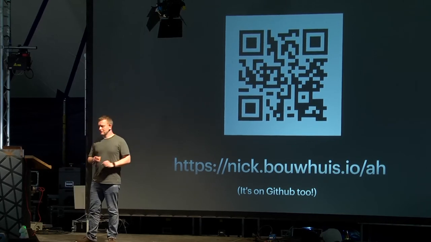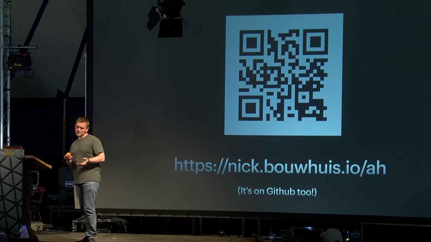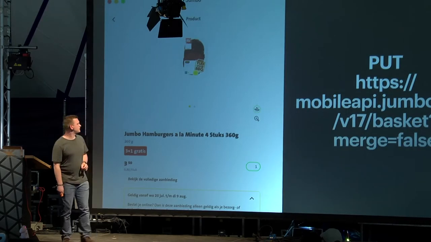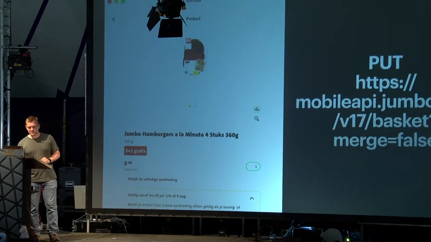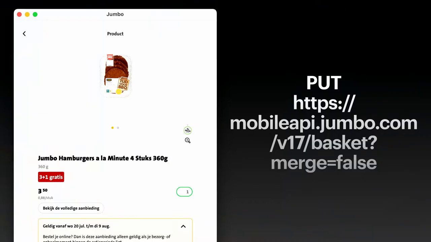Like I said, Albert Heijn is not unique in this. A lot of apps work this way. This is an example for Jumbo. When I click on the plus to add these delicious hamburgers à la minute, it just sends a PUT request to this URL. And the funny thing is, I'm not even authenticated here. I just downloaded the app and clicked the plus button, and I saw this in the app. That means that Jumbo is still tracking users that haven't created an account yet. It's quite interesting.